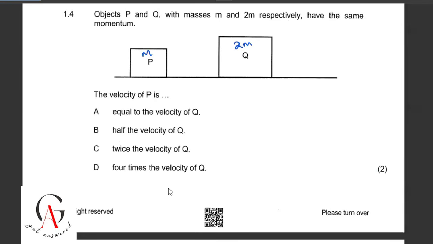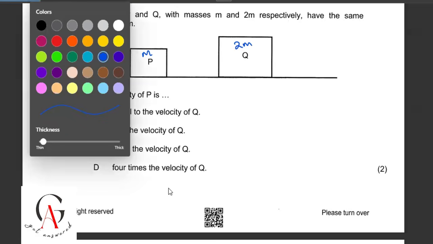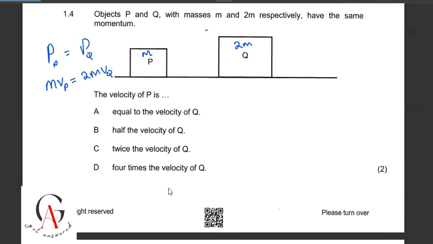If the momentum is the same, it simply means that the momentum of P is the same as the momentum of Q. This is going to be mv, and then this is going to be twice m with the velocity of Q. This is the velocity of P. Now the question is asking how the velocity of P relates to the velocity of Q. So if I take out the m and the m, that's going to be Vp is twice Vq. Okay, so I'll say option C as the best option for that matter.